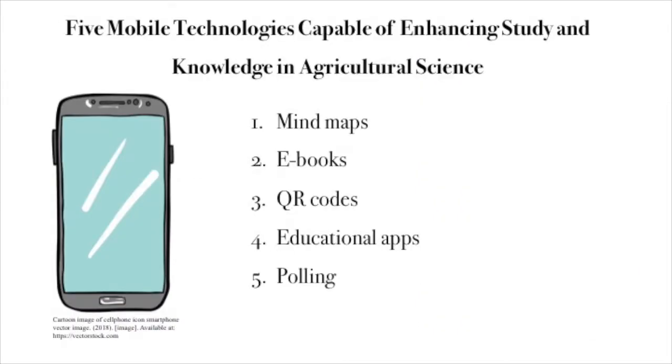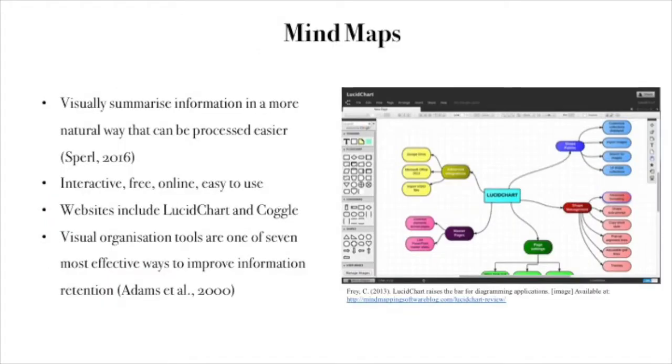Now I will run through 5 mobile technologies agricultural science students can use to enhance their study in the area. Agriculture is content heavy, and mind maps are a great tool to enhance your study. They are diagrams that help summarize, retain, and visually outline information. They can be made on many free, easy-to-use websites, including Lucidchart and Coggle.